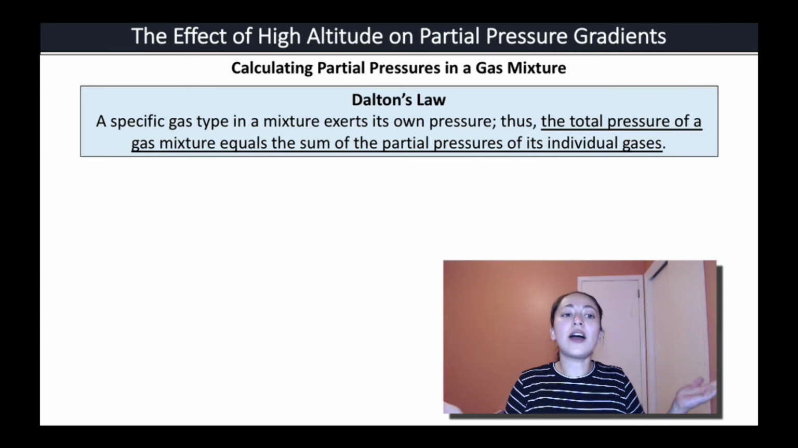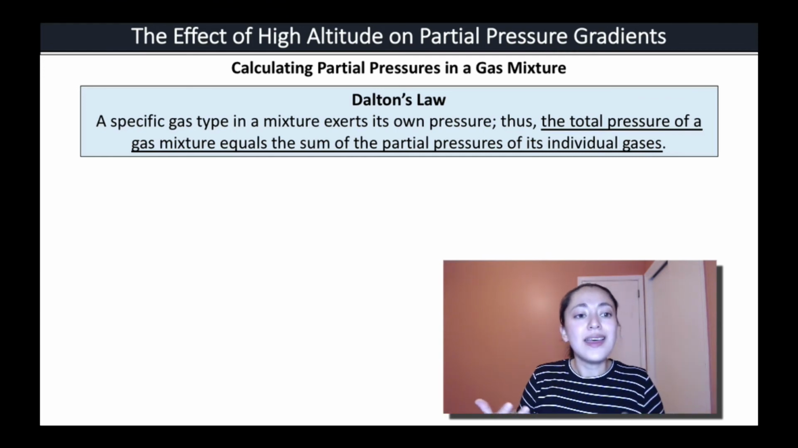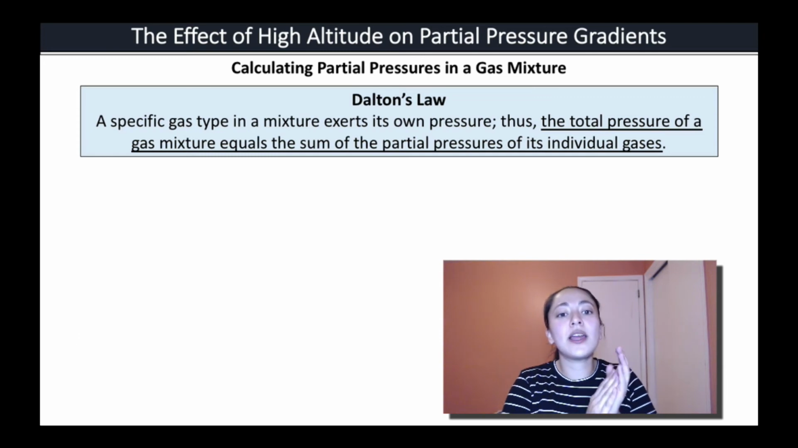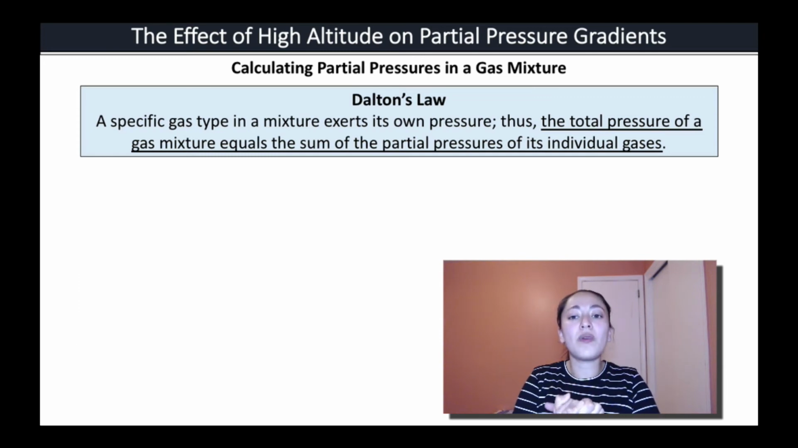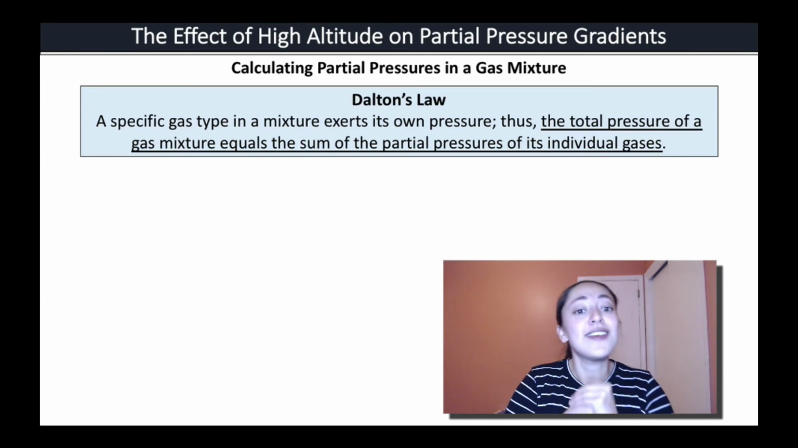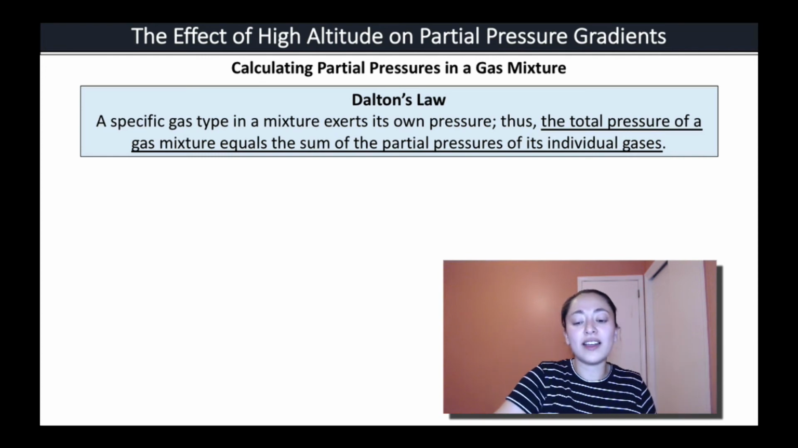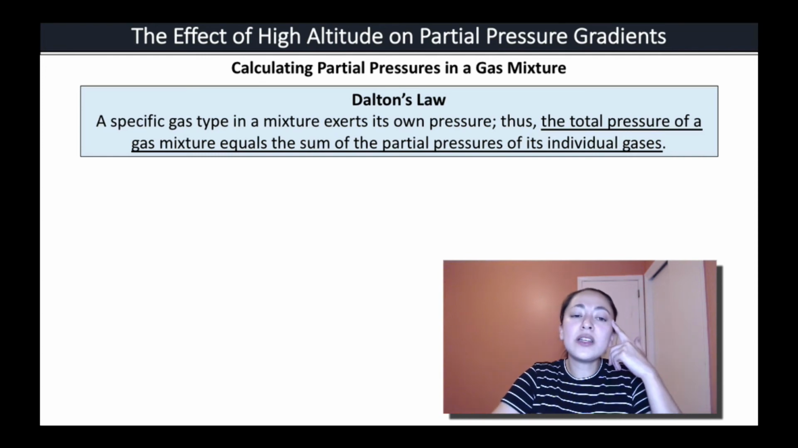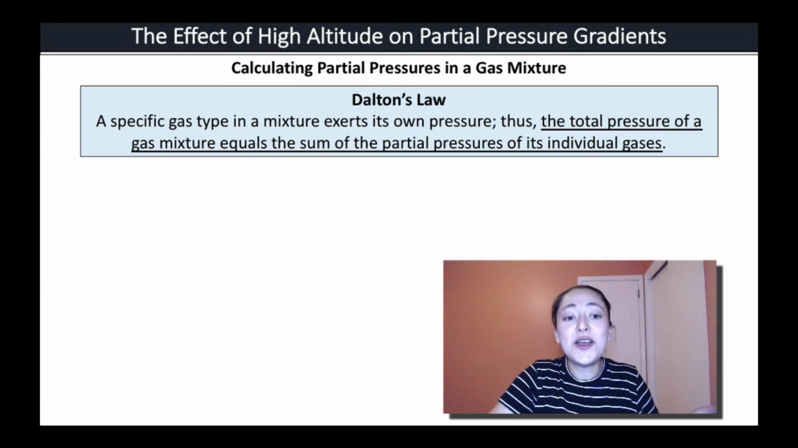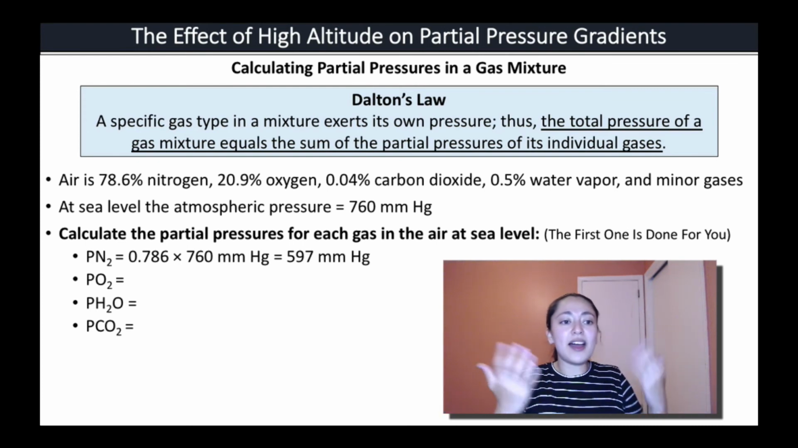The way that you can calculate partial pressure is using something called Dalton's law. It states that a specific gas type in a mixture exerts its own pressure. Thus, the total pressure of a gas mixture equals the sum of the partial pressures of each individual gas. So the easiest way to understand this is to actually do some calculations. Surprisingly, doing a little bit of math will actually make this seem like it makes more sense. So let's think about it.